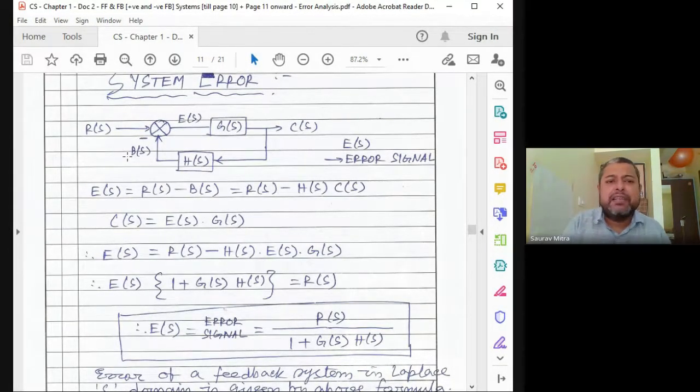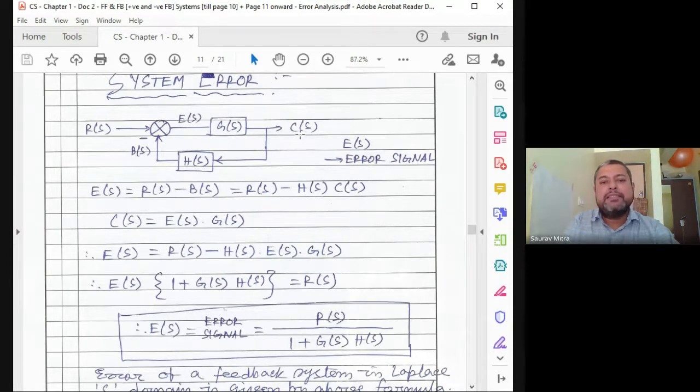Let us start with the steady state error. R(s) is the input, B(s) is the feedback. We know B(s) is equal to C(s) into H(s). This kind of proof can be asked in your exam. Now R(s) minus B(s) is E(s). So we write E(s) is equal to R(s) minus B(s), that is R(s) minus C(s)H(s).